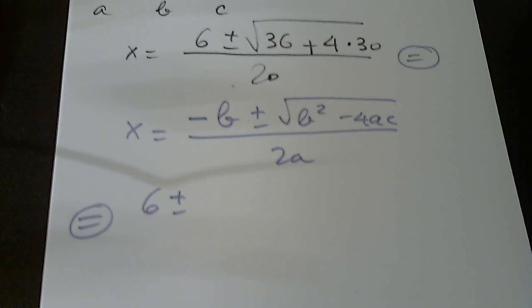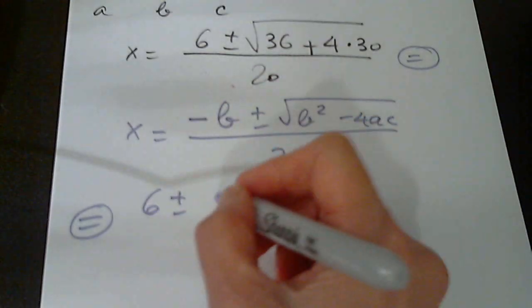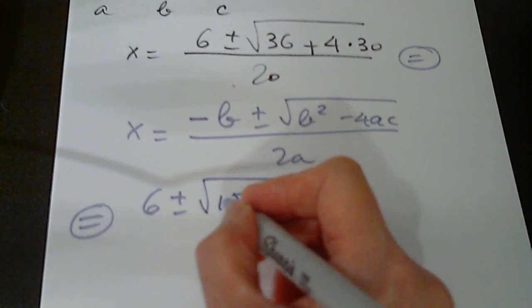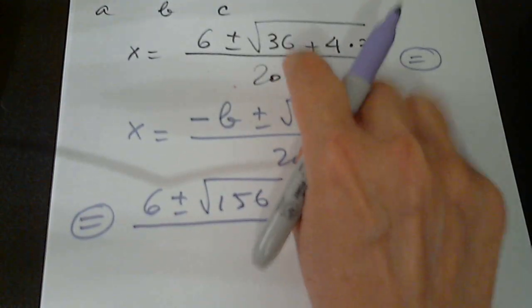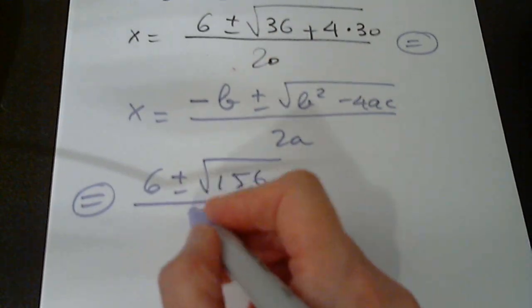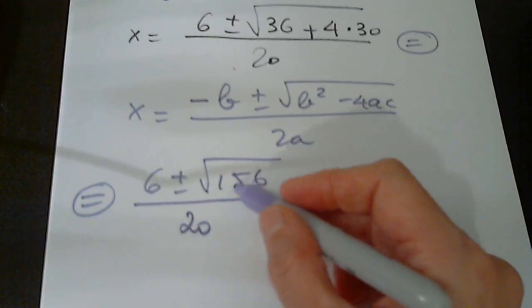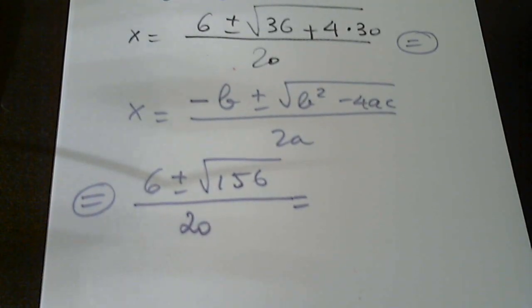Okay? So then we have to simplify it. We have no choice. So this is the square root of 156. I wrote 2a here. I didn't mean that, I meant 20. Good. So now we have to simplify 156. Let me share my screen again.